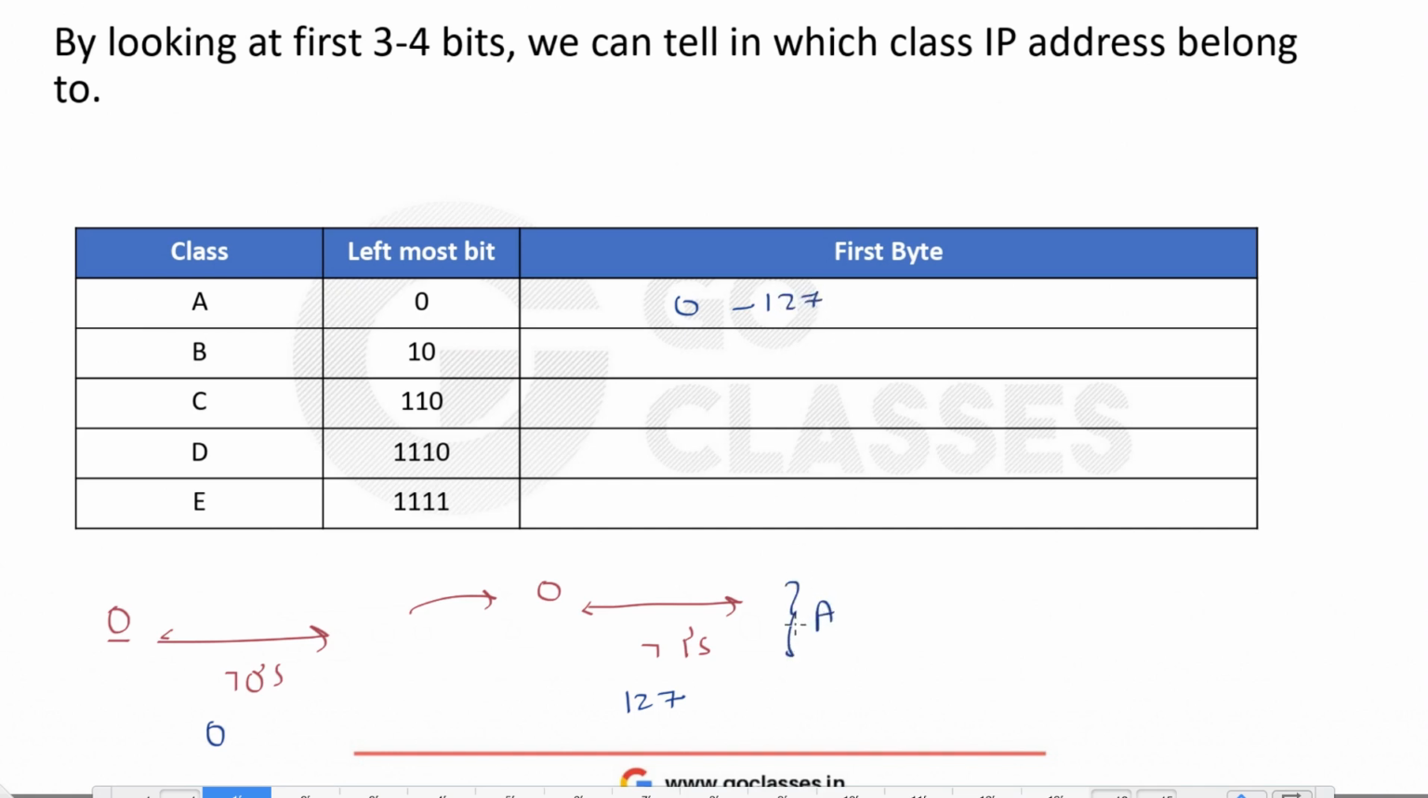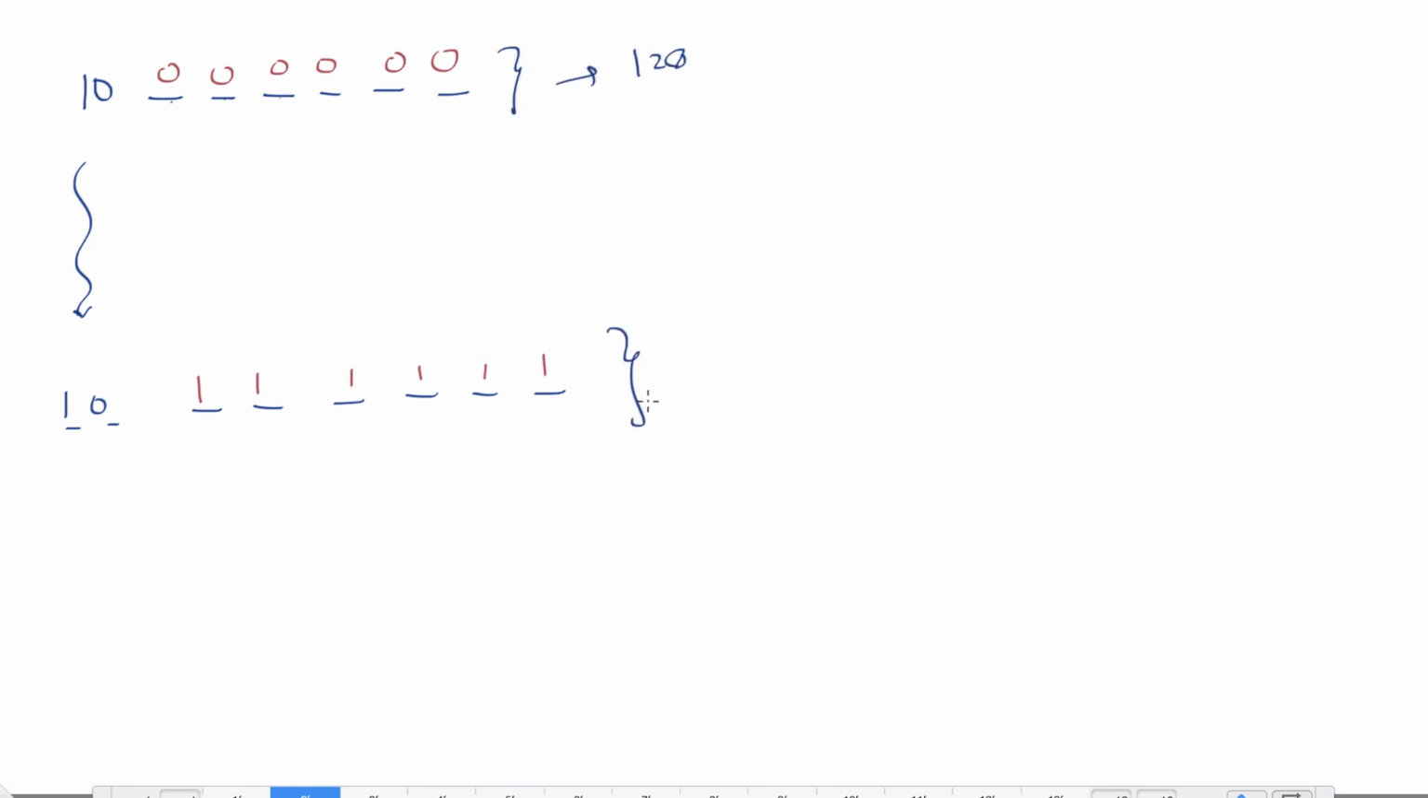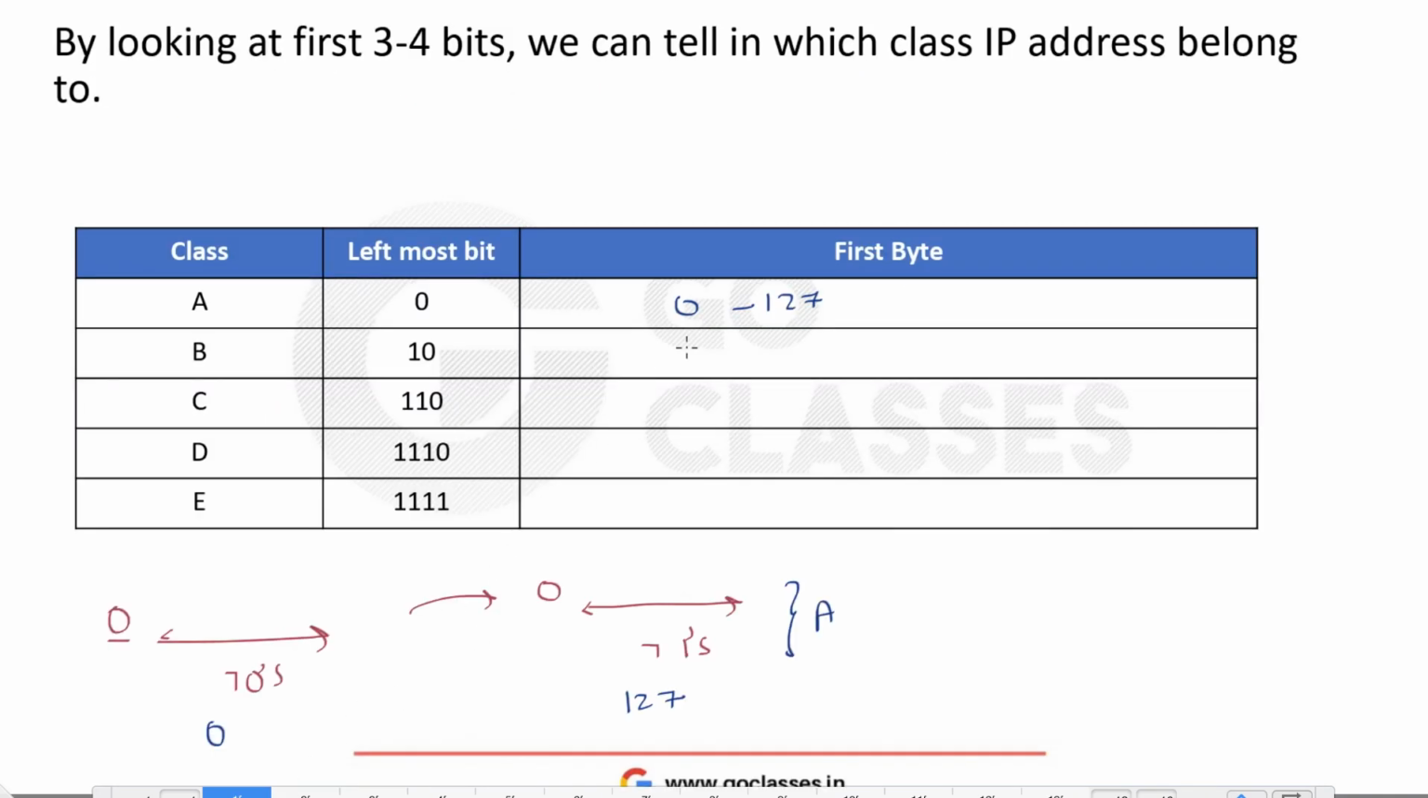Now similarly, class B has 10 as a prefix. If 10 is fixed, then it will range from 10 followed by six zeros, 1 2 3 4 5 6 zeros, to 10 followed by six ones, 1 2 3 4 5 6 ones. So this number is 128 and this number is 191. This is for class B. Class B range will be 128 to 191.